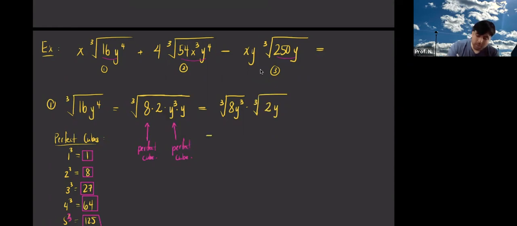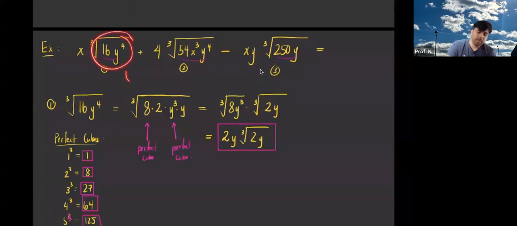And now, what's the cube root of 8? It's 2. What's the cube root of y cubed? It's y. And I have the cube root of 2y. So I was able to break down this first radical into a simplified version, 2y cube root of 2y.